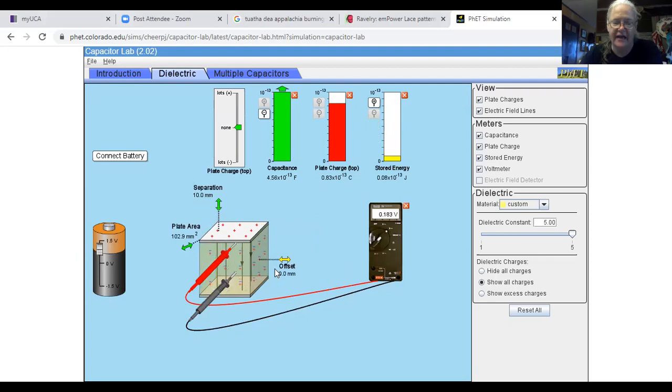The charges are the same, notice, but the field lines get weaker because now the dielectric is weakening or killing off those field lines. So that allows me to put a whole lot more charges on there by upping my capacitance. Okay, so that's just a little demonstration to kind of show you a little bit about capacitance. So that ends this set of notes.